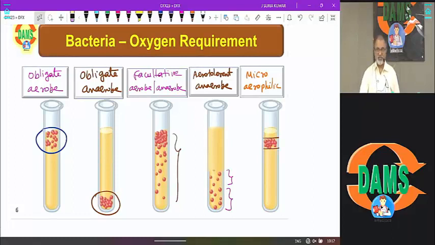Got it? This is based on the oxygen requirement. Each slide will cover one topic. One is stain, one is microscope, one is oxygen requirement, one is culture methods, one is growth curve. So don't worry, the whole microbiology will be revised. Page by page we will revise, don't worry.